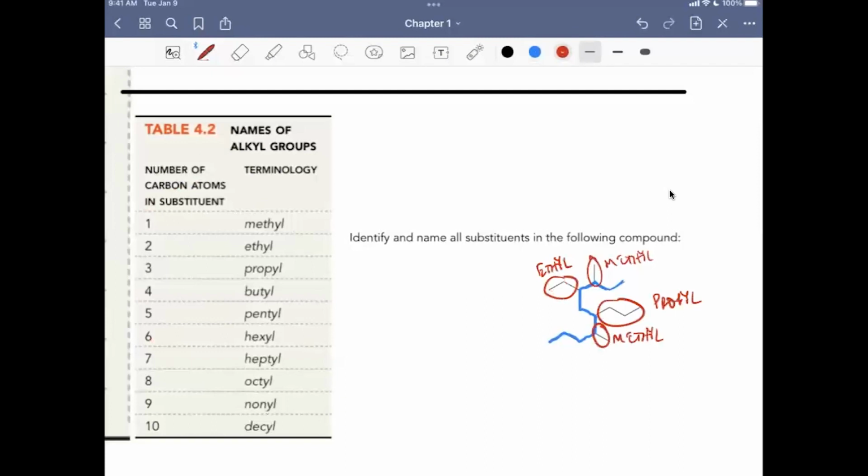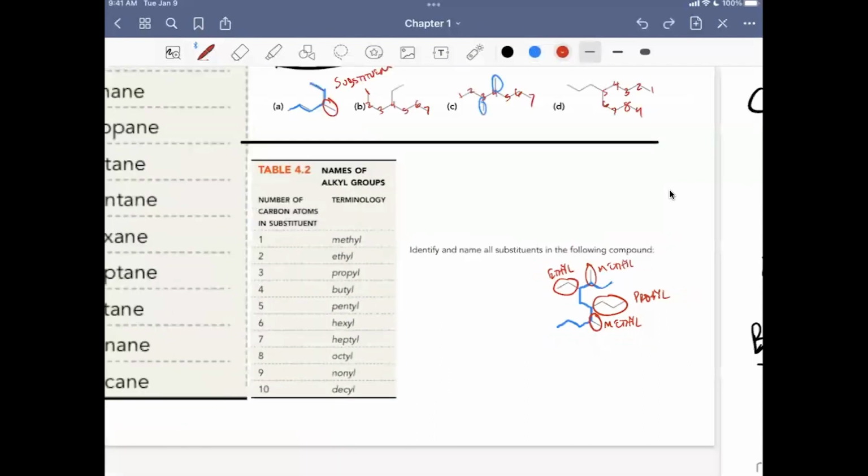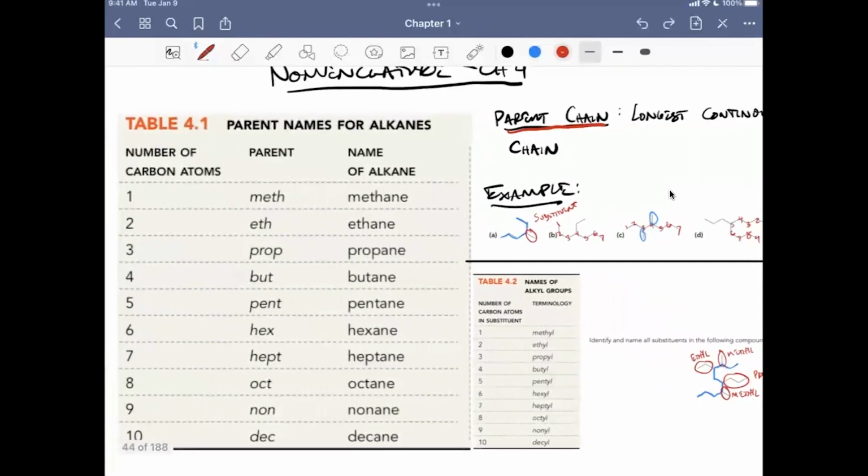You'll really only see substituents probably go up to butyl. It is possible to get pentyl, hexyl, but it's not as common as the first 4. So you really want to study these 4 names. And again, those names derive from the parent names of alkanes, right? So methane coincides with methyl. You just change the ANE to a YL for all of them.